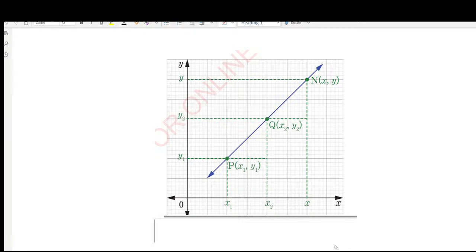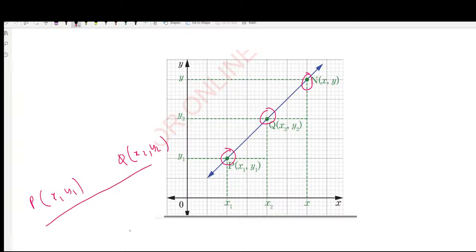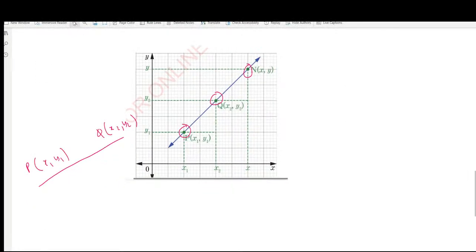being given point P, point Q, and point N, by using point PQ, we know that with P being x1, y1, and Q being x2, y2, yesterday you remember we said that we can easily find the slope of this line having point P and point Q.